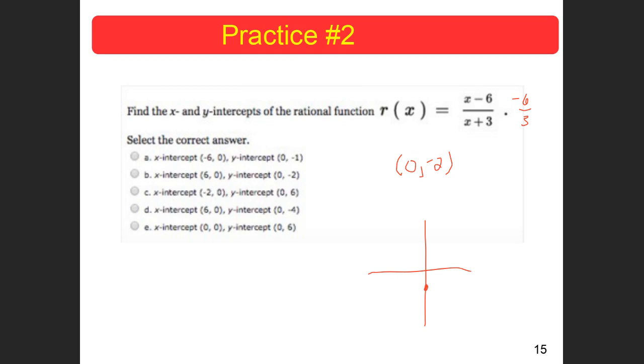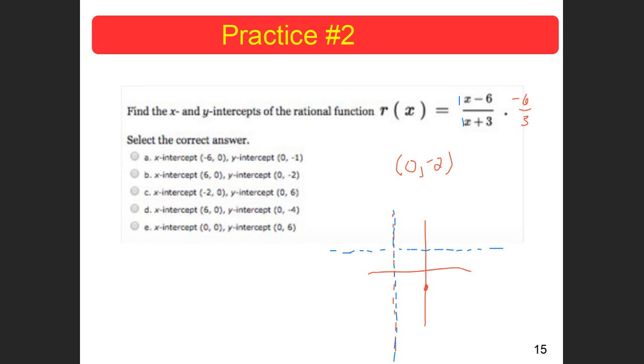I know that at x equals -3, there's a vertical asymptote. I'll do this in blue. Because if I was going to graph this, this is what I would do. I'd say, okay, there's a vertical asymptote at x equals -3. I know there's a horizontal asymptote at 1, so these are my horizontal and vertical asymptotes. I know it crosses at 0, -2, and where does it cross the x-axis?